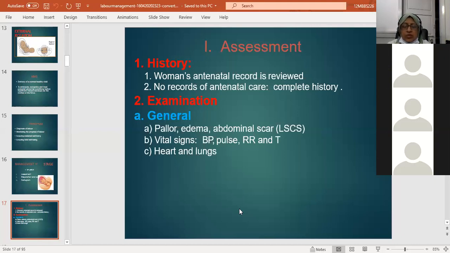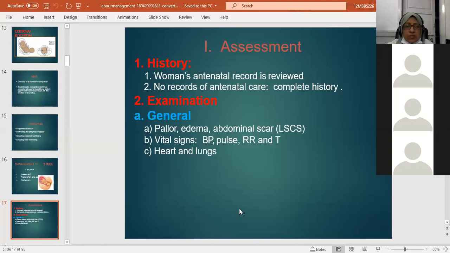Then the examination. In the examination you look at the general appearance of the patient, the paleness, the edema, and any abdominal findings. You must look for an abdominal scar from a previous cesarean section, myomectomy, or laparotomy. Then you must take the pulse, the blood pressure, the respiratory rate, and the temperature. You must auscultate the heart and lung for any pathology. Then you must do the abdominal examination.